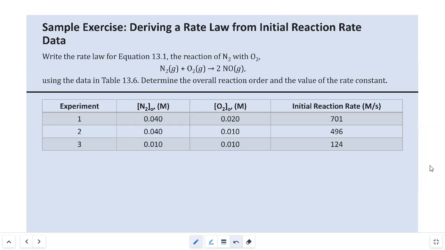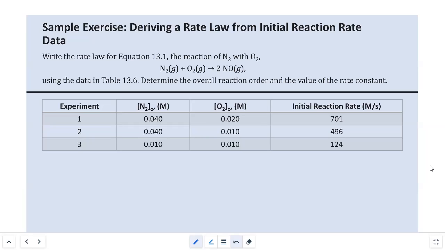Now, this is another example where we can use the isolation method, but just for illustrative purposes, I'm going to show you the logarithmic method just so that you know how to use it when the time comes to use it. So in this reaction, we are looking at nitrogen and oxygen reacting to make nitrogen monoxide. We want to find the reaction order and the rate constant.